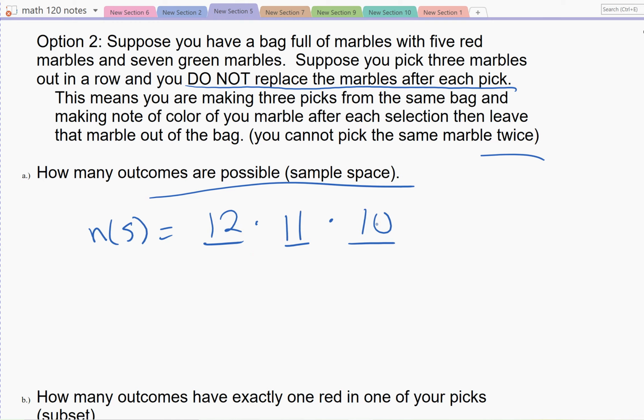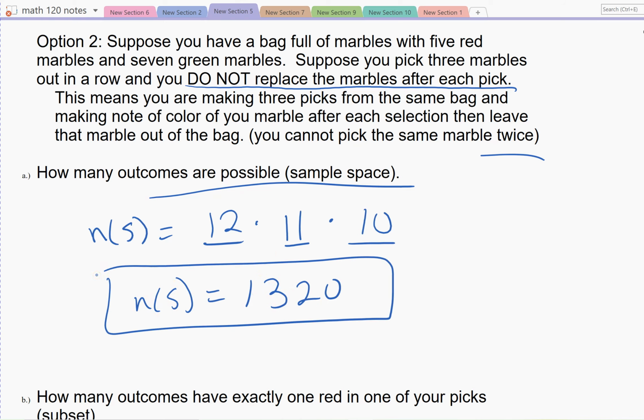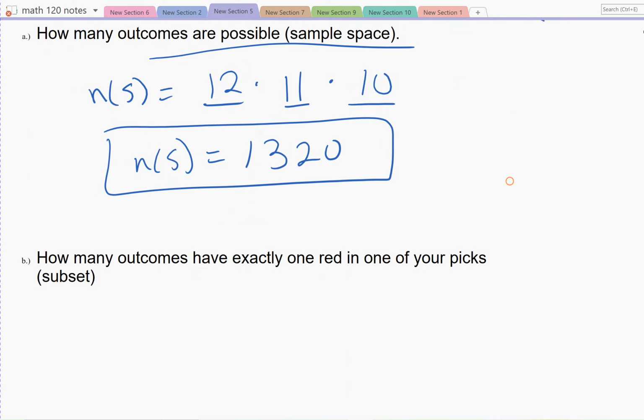So this time, instead of 12 times 12 times 12, it's 12 times 11 times 10. So the universal set with no repeats is smaller. It's only 1,320. Right, the other one was about 1,700 and something. All right, so there's the total sample space if I don't replace my marbles. All right, same subsets again, no replacing my marbles.